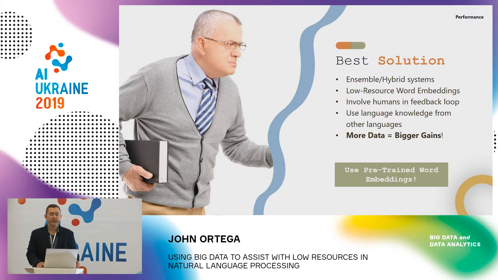So which MT system should I use for low resources that take advantage of big data? My recommendation is to use a hybrid system that combines the power of neural machine translation with statistical machine translation. You should always make sure that a human can verify the translations, so think Amazon Mechanical Turk or professional translation services. If your language pair has little to no data, you probably want to use pre-trained word embeddings from another language to help in some way. And most importantly, the more data you can get, the better.